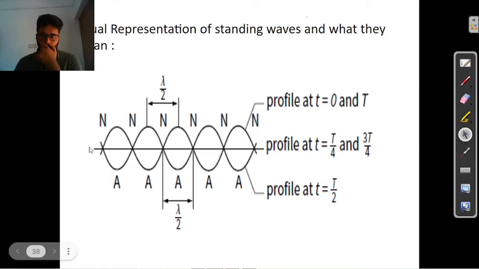Okay, so this represents a profile at t is equal to 0 and T, and this profile, the straight line without any amplitude, is a profile at t is equal to T by 4 and 3T by 4, and this one, the other one, is a profile at t is equal to T by 2. So we represent a stationary wave as a combination of two waves.